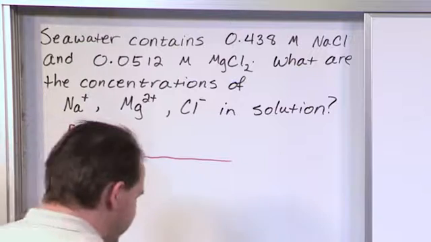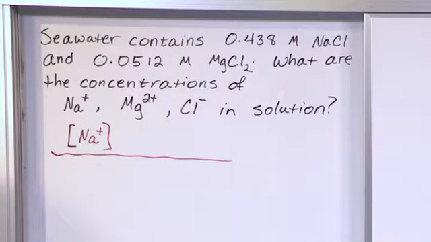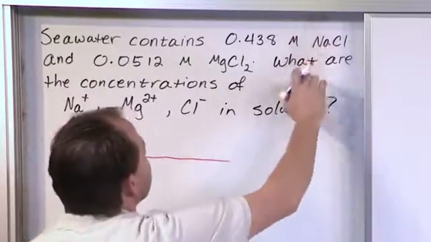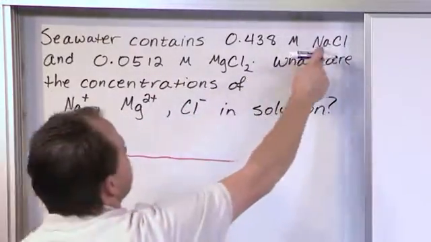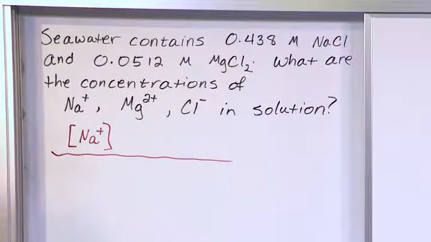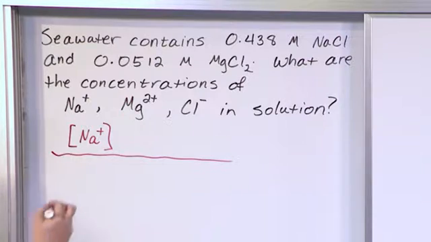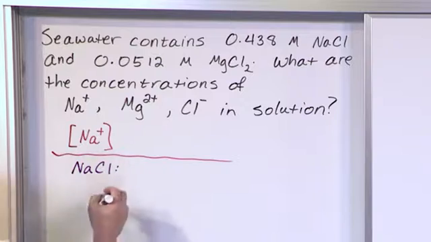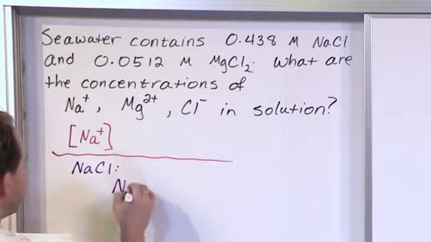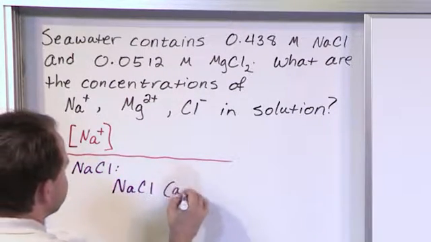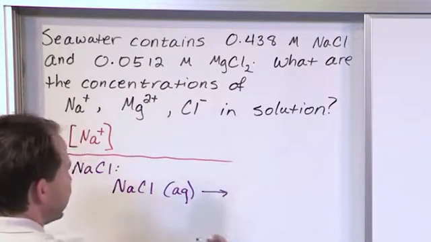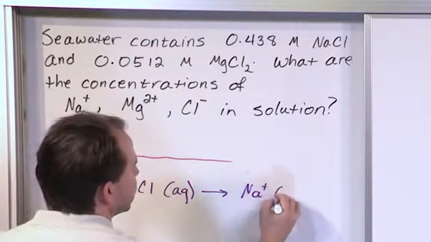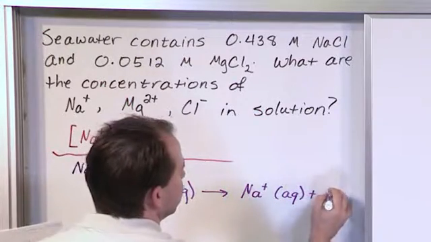Now let's go ahead and write some of these guys down. First thing we need to do is first deal with the sodium chloride, calculate the concentration of sodium and chlorine that come about because of that, and then we need to, after that, deal with the magnesium chloride, and we'll do that in a separate calculation. So first, let's deal with NaCl. Okay, first things first. We know that NaCl breaks down into Na plus, Cl negative.